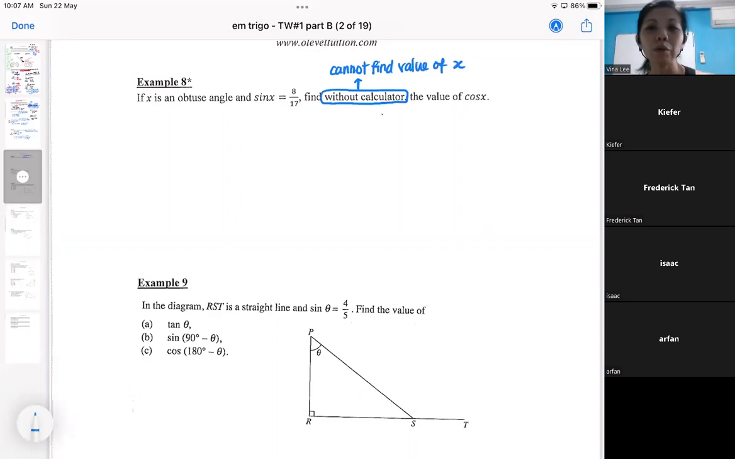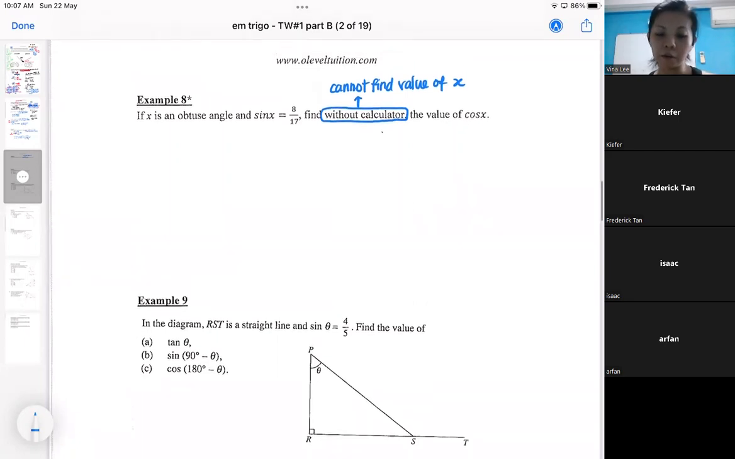So they didn't want you to find the value of x. That's what they are trying to say. They do not literally mean that you can't punch calculator. That's not what they meant. So the meaning is you cannot find the value of x.